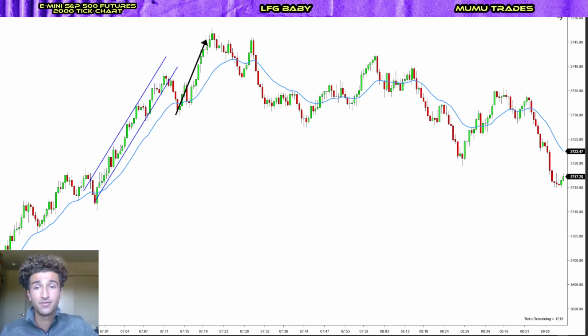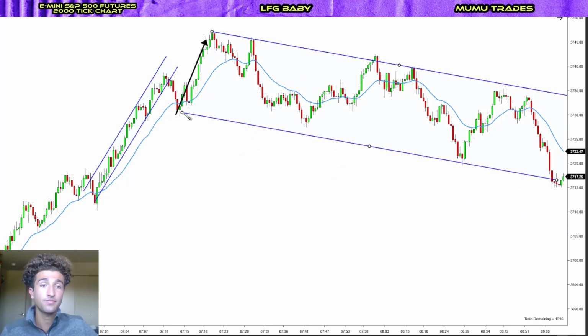So once we had a break of that strong move up, we see that we're just going below the EMA, above the EMA, below the EMA, but we are in a slight downtrend because we're making lower highs and lower lows.